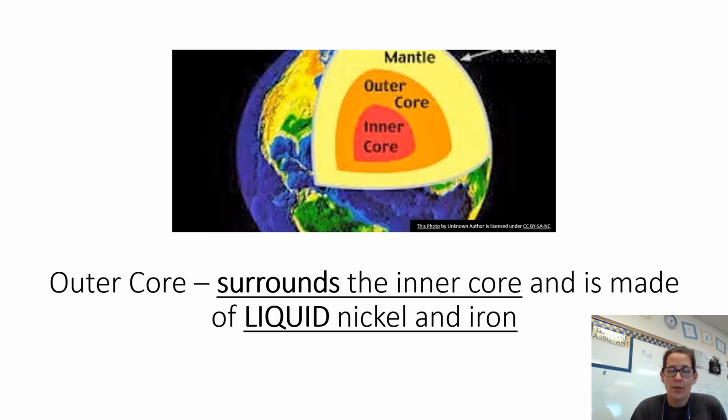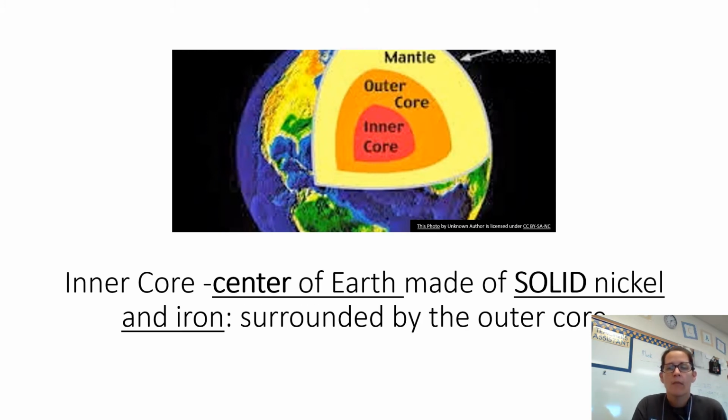Next, inside the Earth, below the mantle, we have the outer core, and the outer core surrounds the inner core, and it's made of liquid nickel and iron. And it's important to remember that the outer core is made of liquid, okay? Because the inner core is made up of the same stuff, only it's a solid. So the outer core is a liquid, the inner core is the very center of Earth, right there in the middle. It's made of solid nickel and iron, not a liquid, and it's surrounded by the outer core.